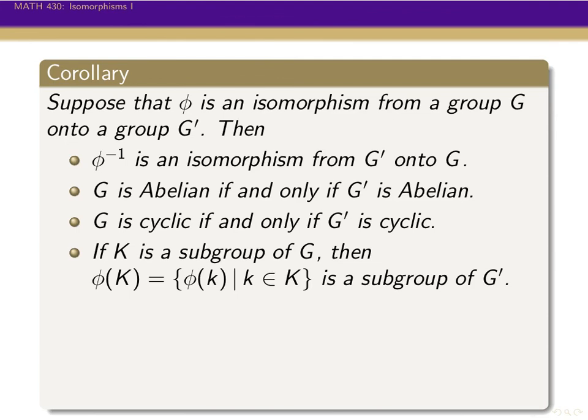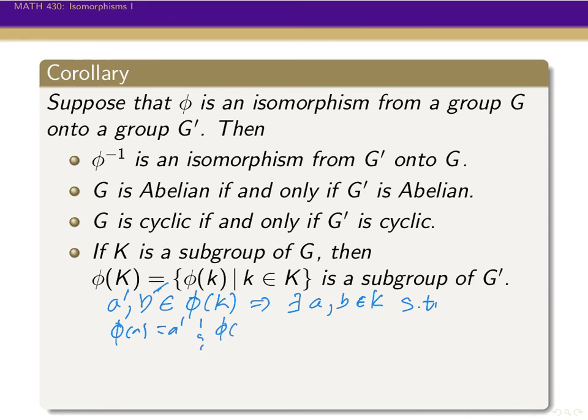Let A prime and B prime be elements of phi of K. Then there exist A and B in K such that phi of A equals A prime and phi of B equals B prime, and this is by the definition of phi of K. And since these A and B are in K, which is a group, this means that A B inverse is in K, because B inverse has to be in K, and then it's closed.